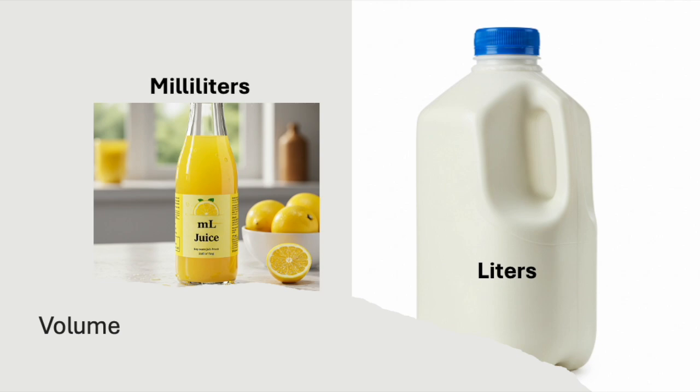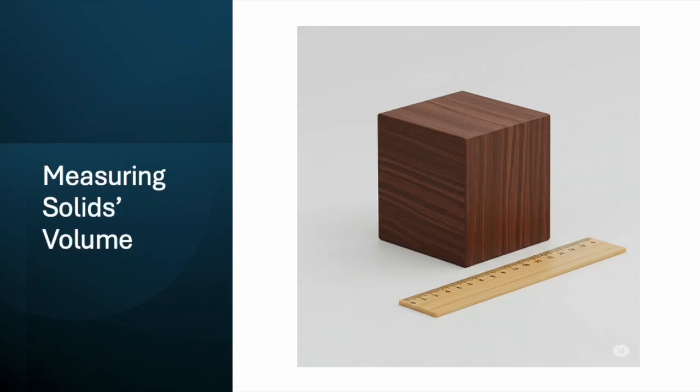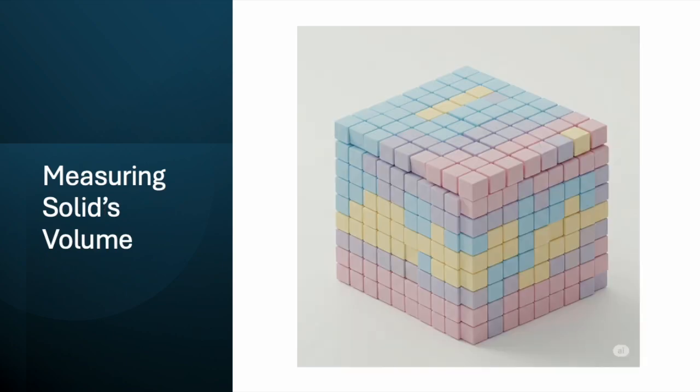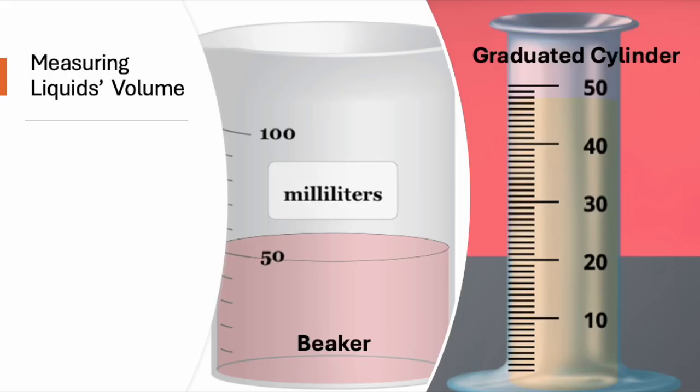So what about solid things like a book or a box? For those things, we can use units like cubic centimeters or cubic meters. Imagine a tiny cube, like a sugar cube. That's about 1 cubic centimeter. Now, imagine a giant cube about the size of a large toy box. That's a cubic meter.